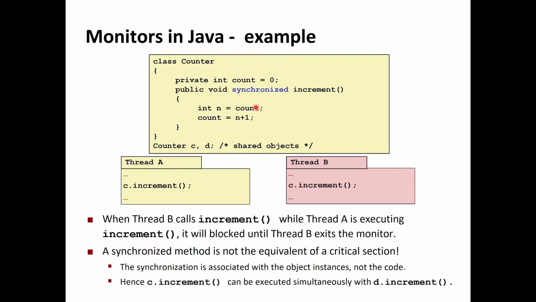Now, as it is, you may jump to the conclusion that a synchronized method is equivalent to a critical section. It is not. In synchronization, like in this particular case, when we call synchronized, it is associated with the object instances, not the code. This is very important. So when we had declared C and D as two shared objects, the C increment can actually be executed simultaneously with D increment, because they are different instances of the very same object. If it was a critical section, then this would not have been possible.